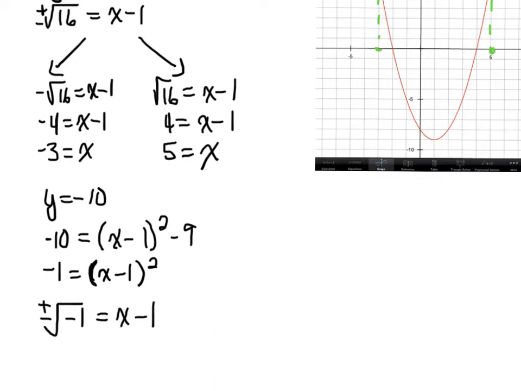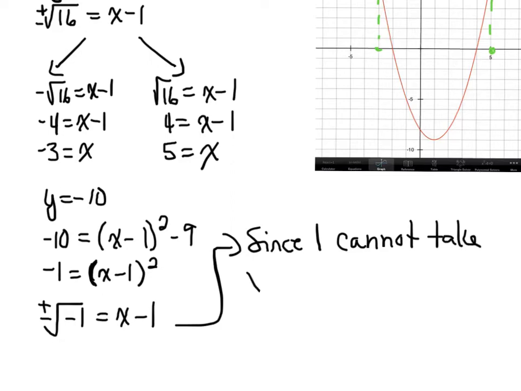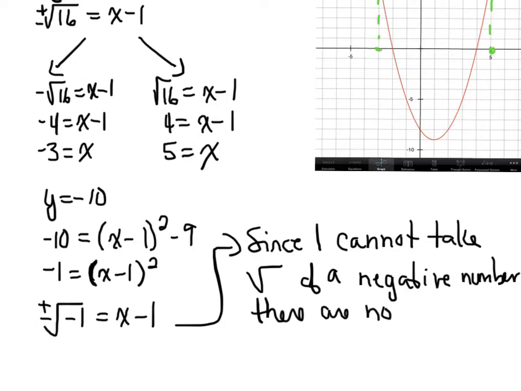And this is where we stop. The reason is because I cannot take the square root of a negative number. And since I can't take the square root of a negative number, this means that I have no solutions, or there's no roots. So I would say, since I cannot take the square root of a negative number, there are no solutions.